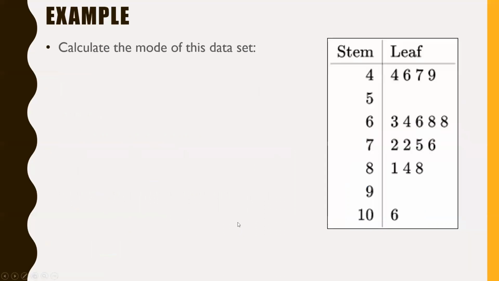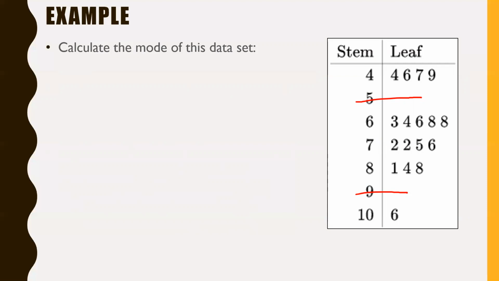So speaking of stem and leaf plots, here's one right now. It says calculate the mode of this data set. Notice they did their stem and leaf plot a little different than what I usually would do, in that for the stem of 5, they had no leaves. Oftentimes I just ignore that because that means there's nothing that's 50-something in this data set. Same with 9, so there's nothing that's 90-something, and you can just ignore that.